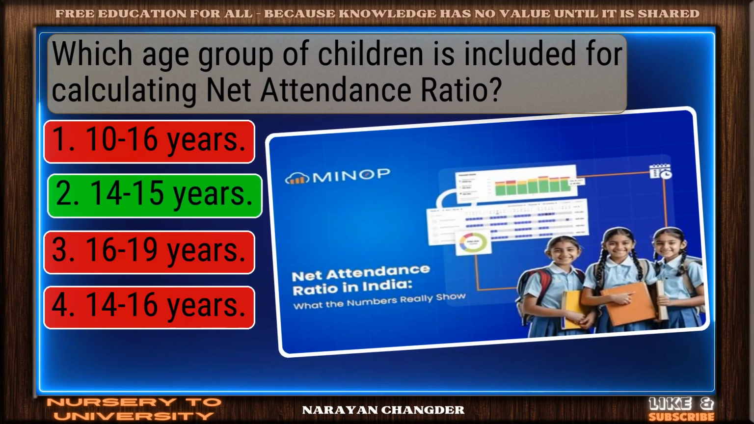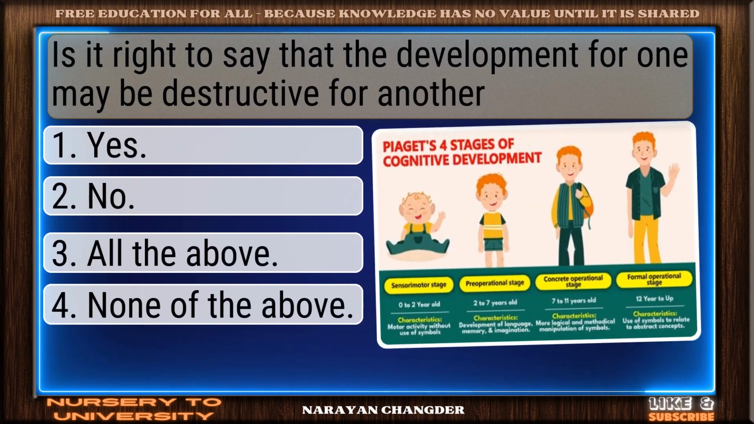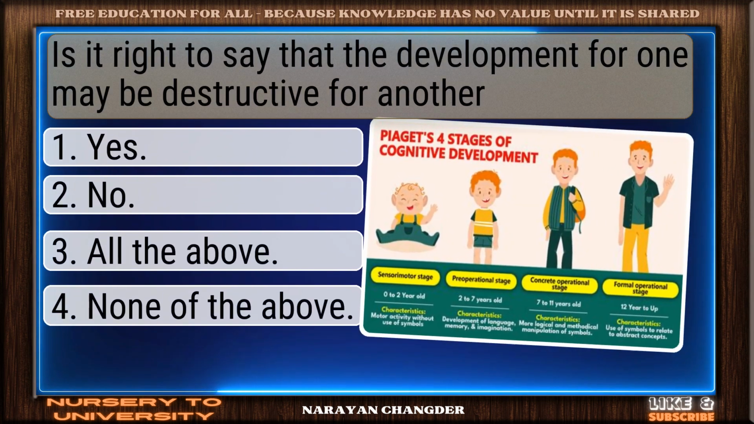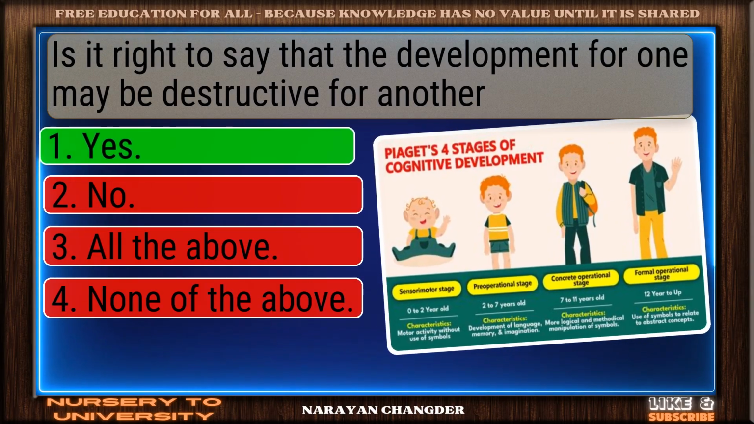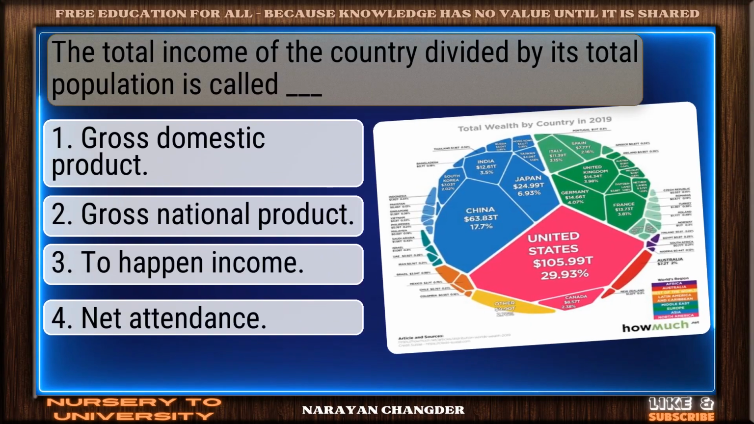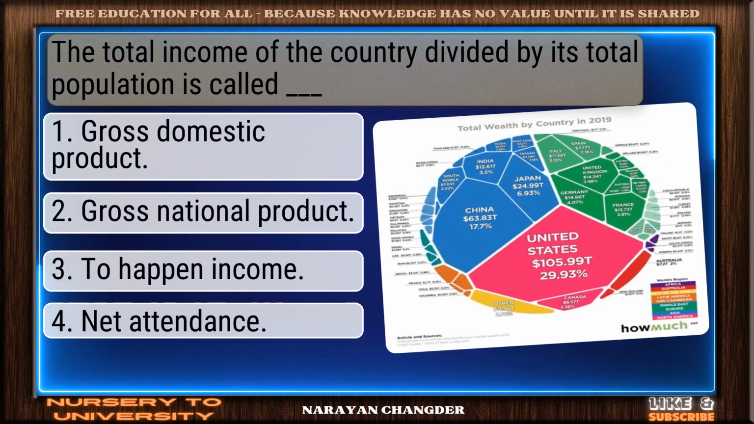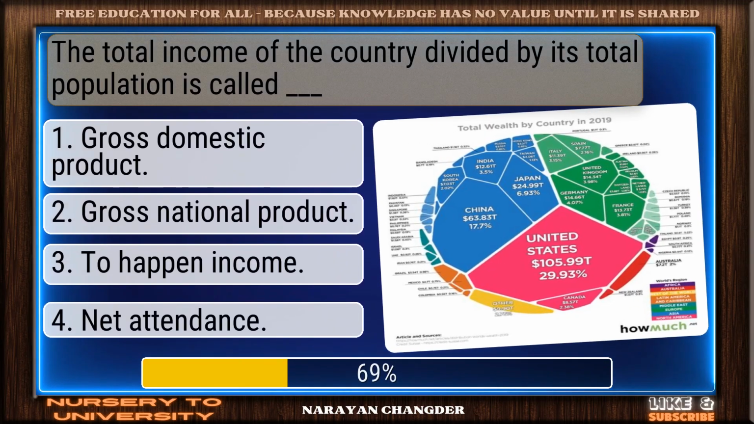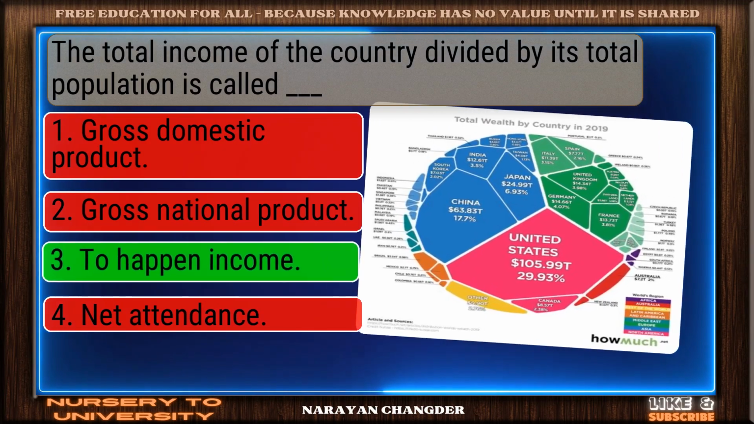Great job. 14-15 years is accurate. Is it right to say that the development for one may be destructive for another? Great thinking. Yes is right. The total income of the country divided by its total population is called dash. Correct response. Per capita income is accurate.